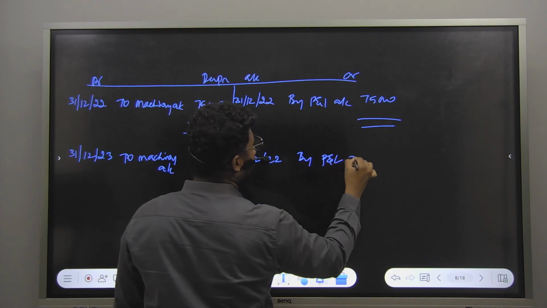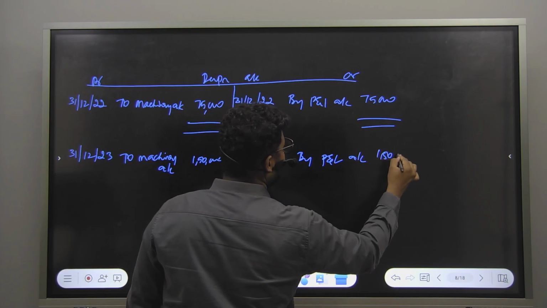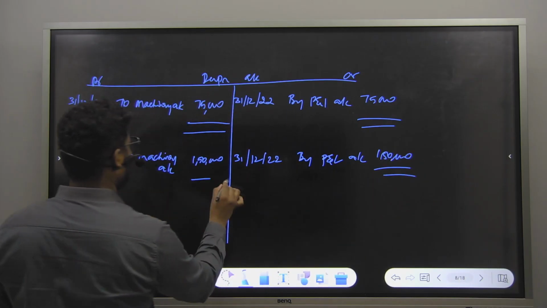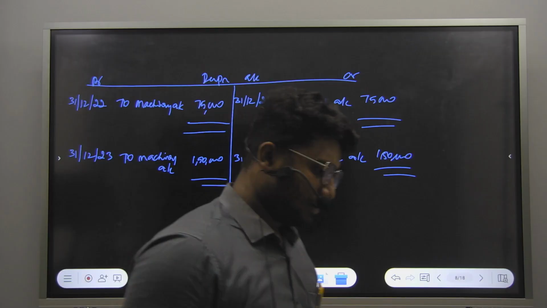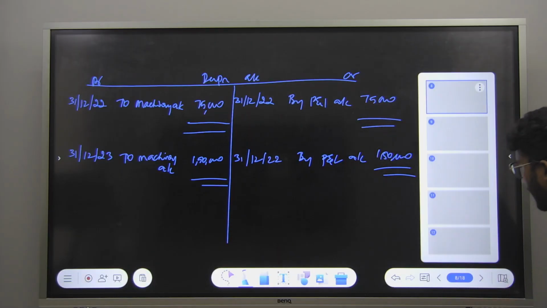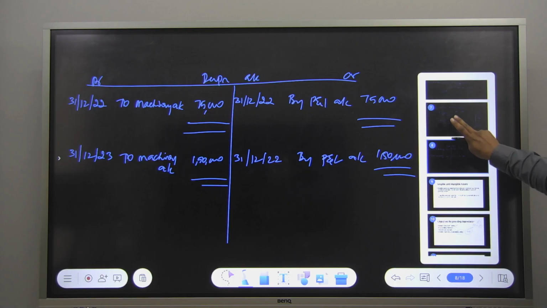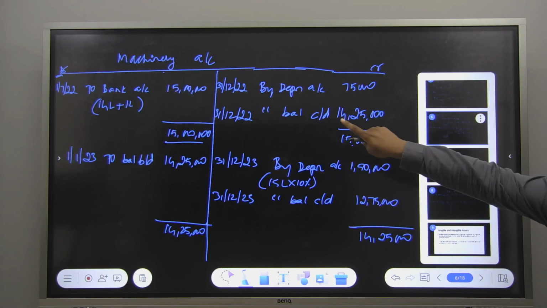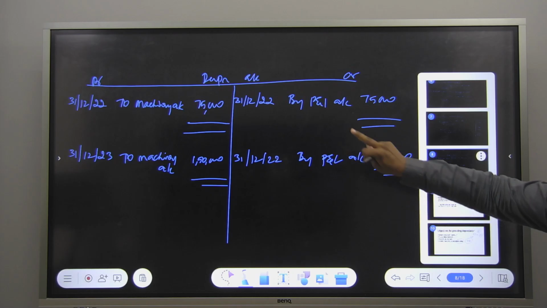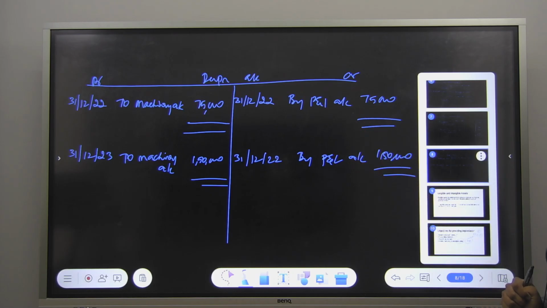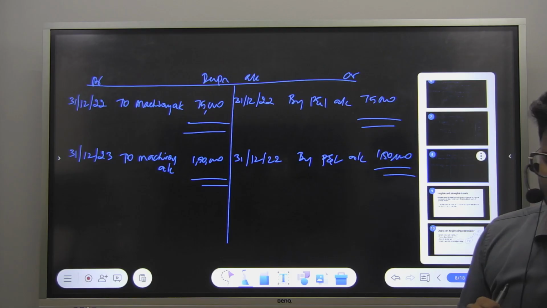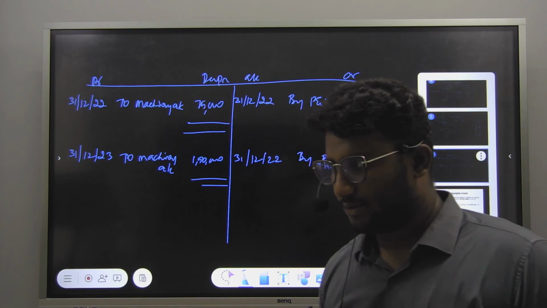By profit and loss account, 1,50,000 rupees. So they asked us to prepare machinery account. Here machinery account is ready, and here depreciation account is ready. Any doubts? No, sir.